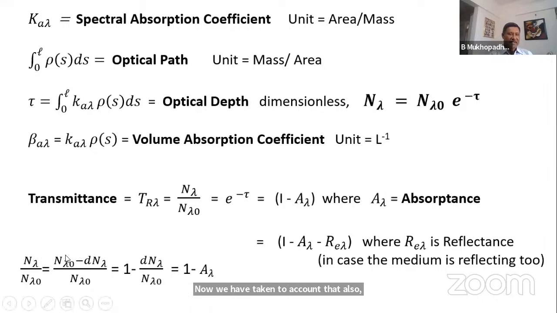And this n lambda by n lambda naught is a small derivation. This is pretty obvious even otherwise, that this can be written in this form, the numerator, n lambda naught minus dn lambda is equal to n lambda. This is nothing but 1 minus dn by this, which is nothing but 1 minus absorptance. So it's a small derivation of this. What we now want to say here by analogy, we can derive this explicitly for RE also. But we now take recourse to analogy and say that, well, the sum total of A and R must be what is not being transmitted. So if you write it explicitly, we should write 1 minus A minus RE, that is reflectance, where the medium is reflecting also. So that is the energy conservation equation.